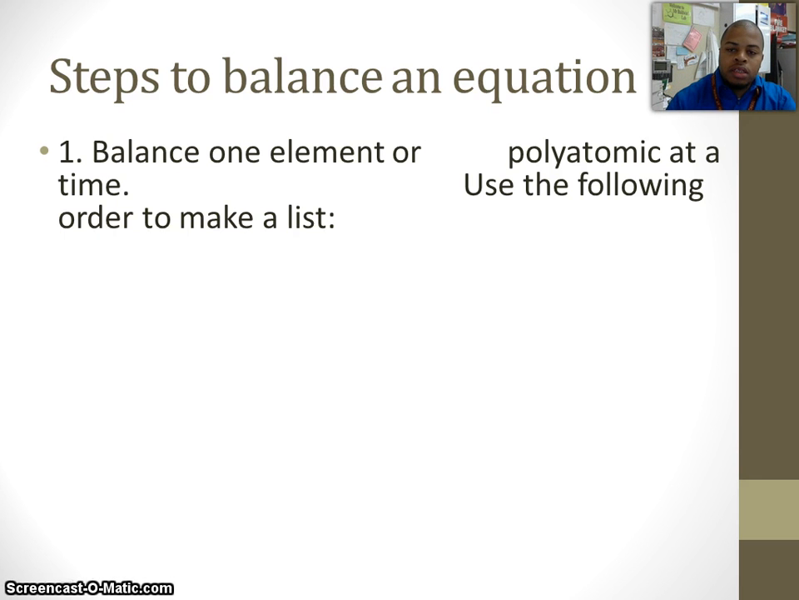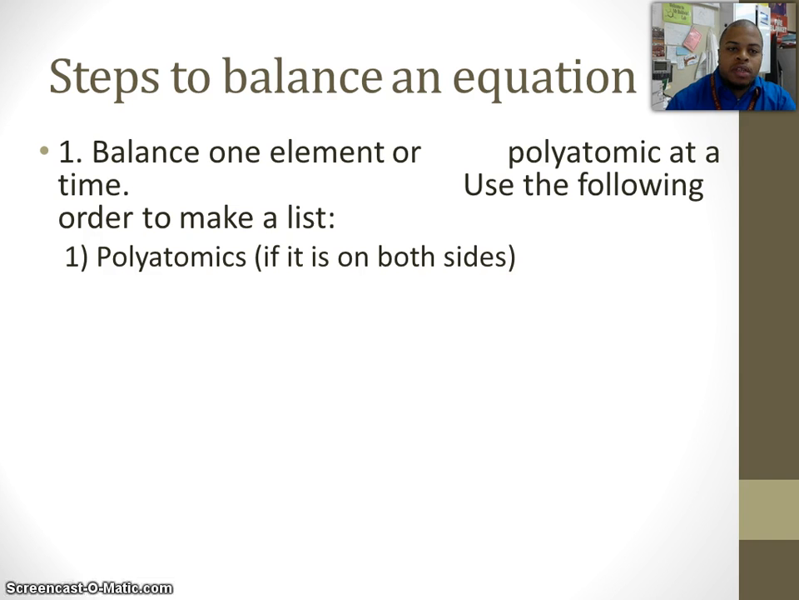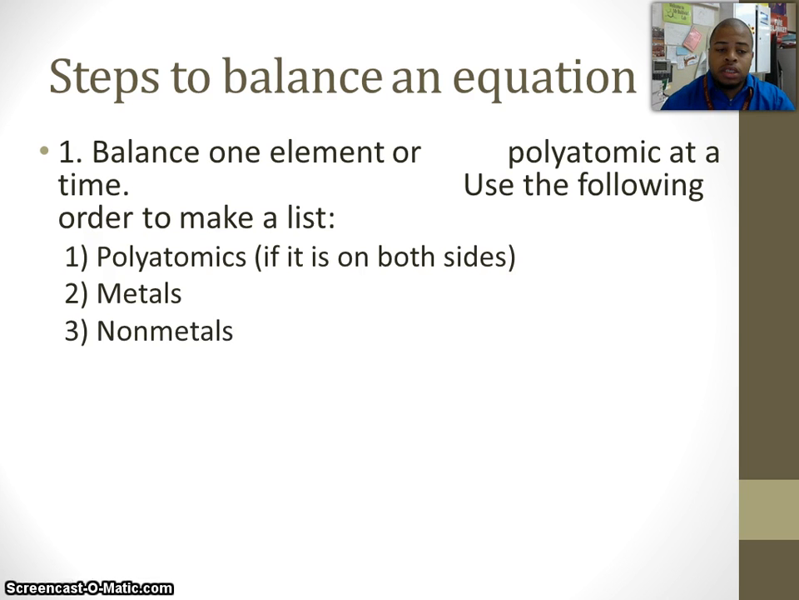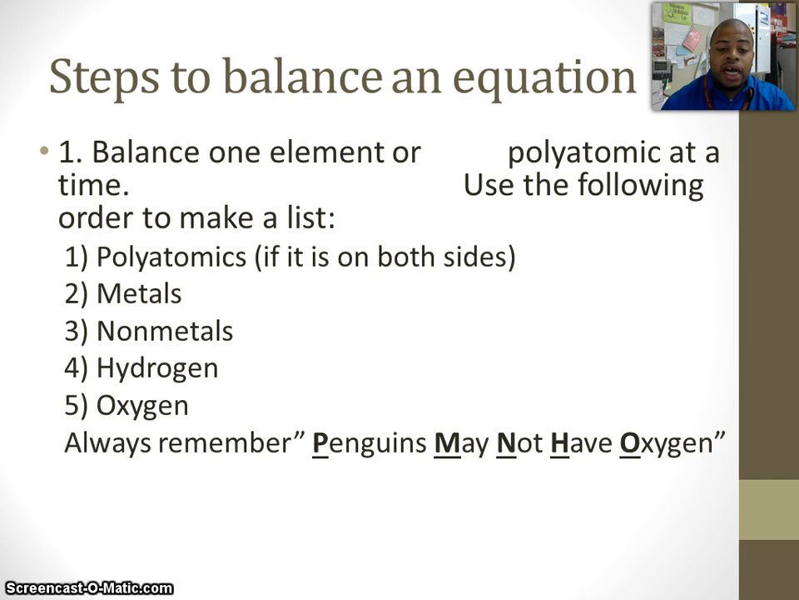First, we're going to balance one element at a time. We're going to treat the polyatomics as if they are 1 unit. So if we have a polyatomic on both sides of the equation, we want to make sure we balance that part out first. Our second priority after polyatomics is metals. Then nonmetals, hydrogen, and oxygen. A lot of people will try to go with oxygen first or even hydrogen first.